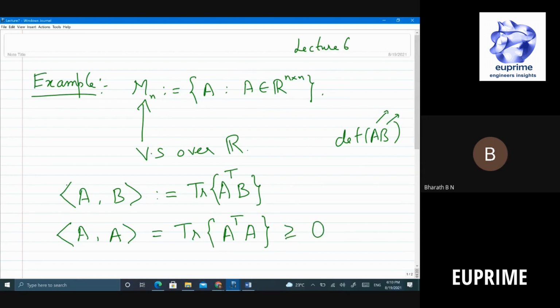When will it be equal to 0? Well, all the diagonal entries should be equal to 0. When will that happen? When Ai transpose Ai is 0 for every i. That means Ai should be 0 for every i, which means the entire matrix should be 0, right? Well, it's consistent with our definition. Okay, so now I have a good inner product. Now I have to take that inner product and use it to get the norm. So what is the induced norm here?